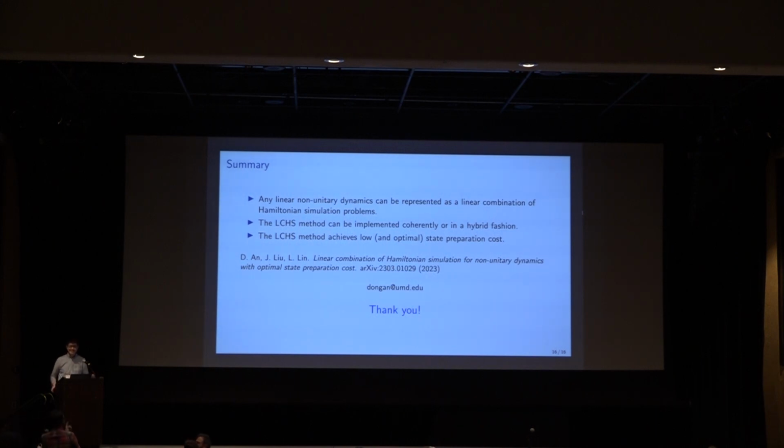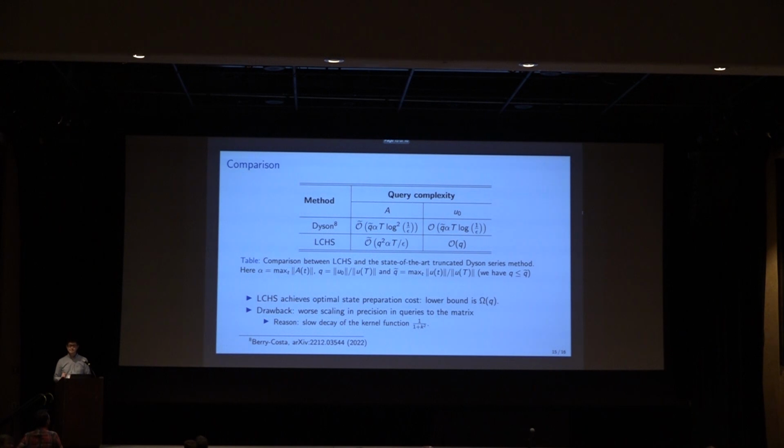Thanks for the nice talk. If you go back to the previous slide, which was the table, you said the number of uses of the initial state is optimal in Q. Yeah, and that just comes from the fact that Q is the ratio of the norms of the initial and final states. That's right. What about the number of uses of A? Is that optimal? Exactly, that is the drawback of our algorithm.